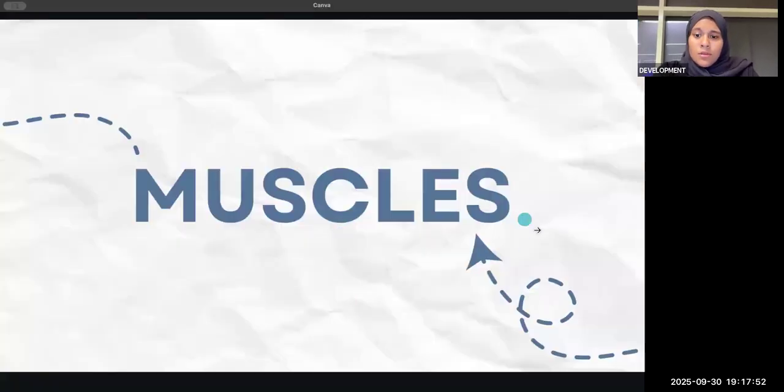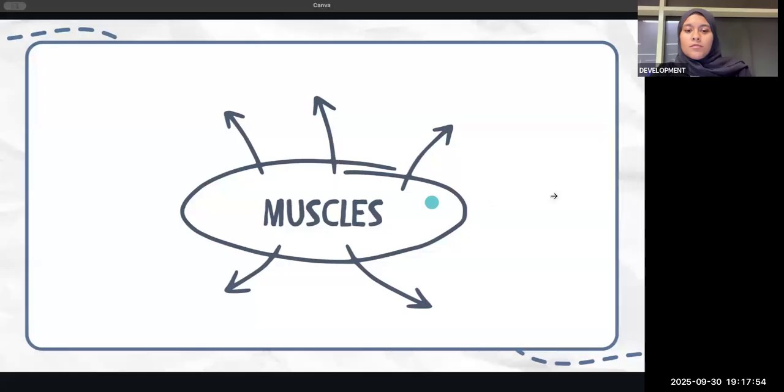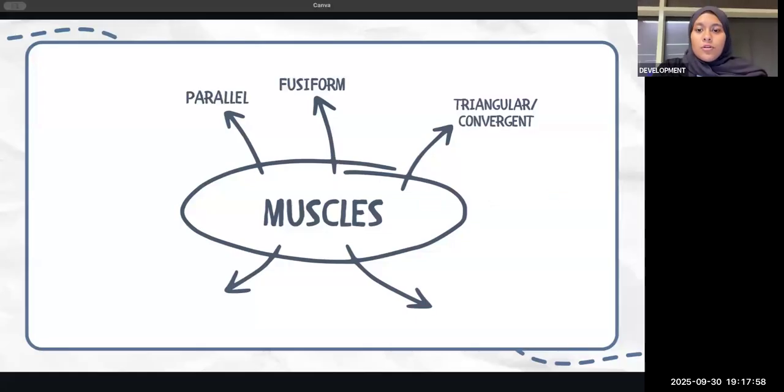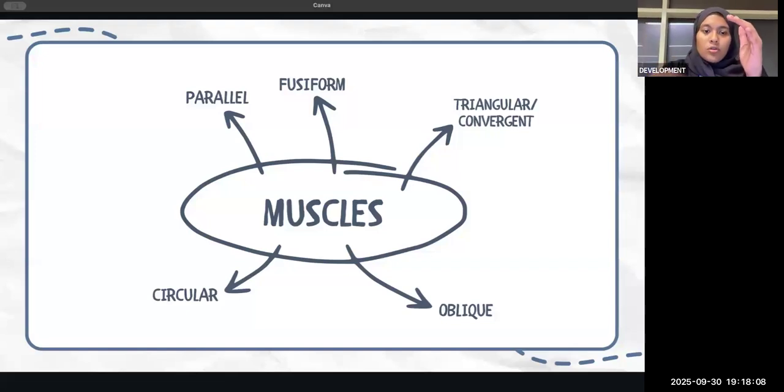So muscles. There are 5 types of muscles. The first type is parallel. Second would be fusiform, then triangular convergent, oblique, and circular. Now we have all of these types of muscles, but what differentiates each of them is the way that the fibers are going. So we'll see throughout each one how different the fibers are.